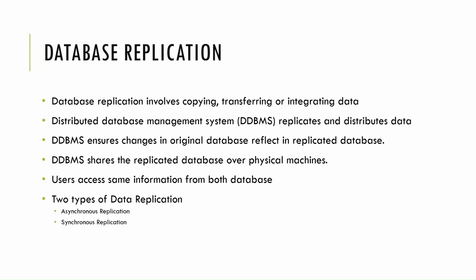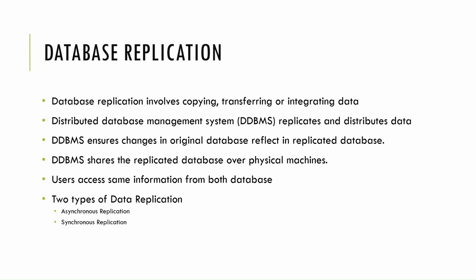A distributed database management system basically involves copying, transferring, or integrating data from one database in a server or computer to another. It also ensures changes made to data in the original database are reflected in the replicated database. It shares the replicated database over one or more physical machines. Users access the same information from the distributed database as from the original database. There are several techniques of database replication. Different techniques offer different advantages based on thoroughness, simplicity, and speed.